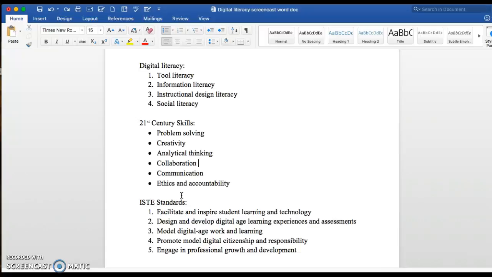So I hope that this will help in your understanding of the value of the 21st century skills and how they tie into digital literacy and also the ISTE standards for teachers.